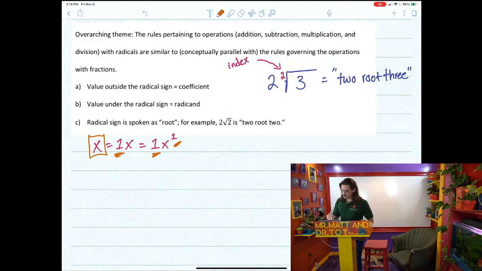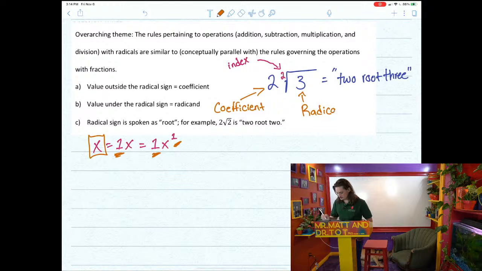Also, just some definitions. So the 2 here would be called the coefficient. And the 3 would be called the radicand. And the sign, of course, is called the radical sign.